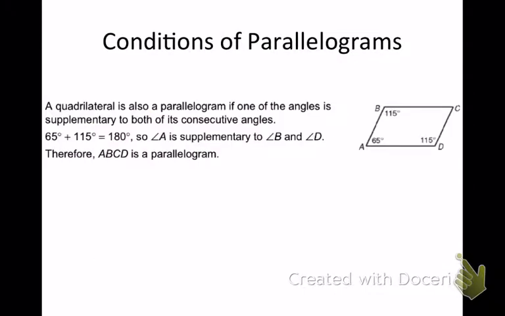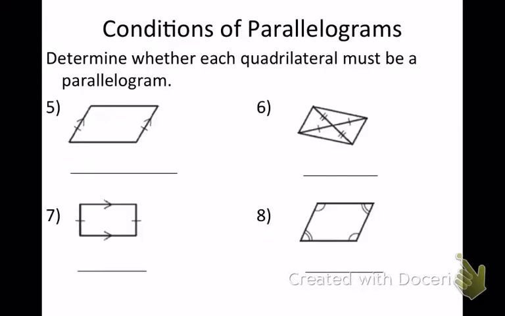Okay. So again, we talked about this earlier. Quadrilateral is a parallelogram if the angles are consecutive. Okay, so let's look at number 5 here. Determine whether each quadrilateral must be a parallelogram. Is that a parallelogram? Yes, it is. That would meet that condition. The sides are parallel and congruent. That is a parallelogram.